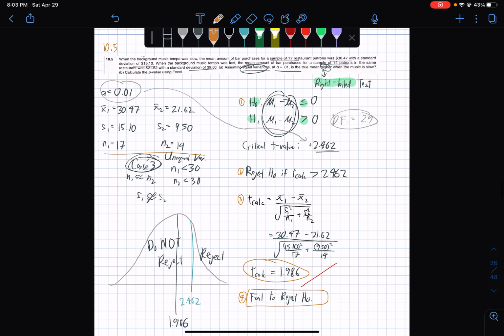So to answer the question, is the true mean higher? We are not going to reject H0. So the true mean isn't higher. There isn't any significant change in the increase.